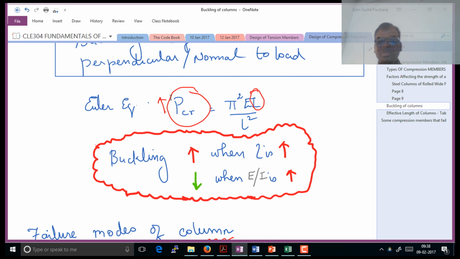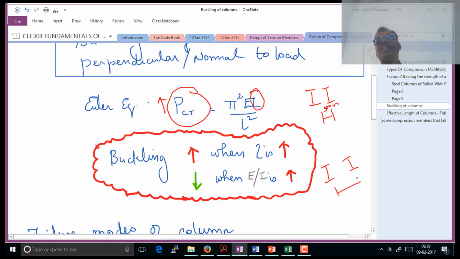Got it? So it also means, for example, I am keeping two I sections at a distance of say 500 mm, and then I am keeping two I sections at a distance of 1000 mm. Now if this is the x axis and y axis, along which axis will I change? Will Ixx be large or Iyy be large?